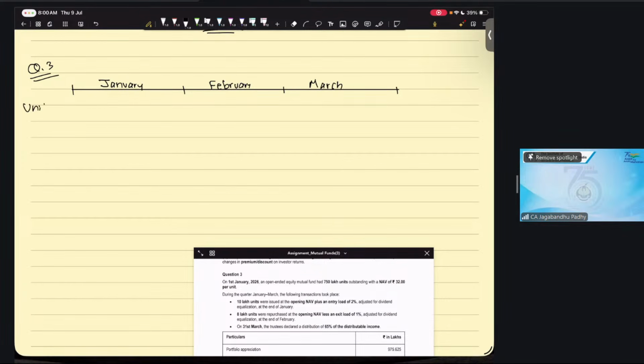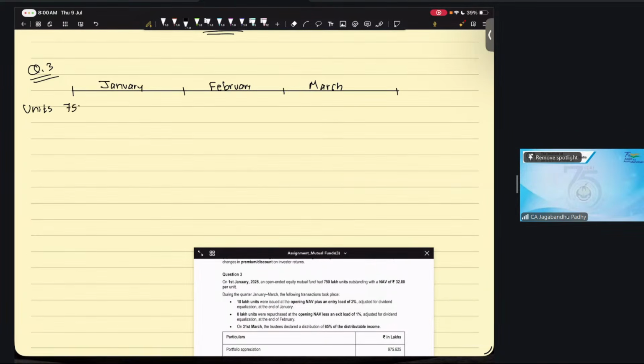So as far as units are concerned, in January opening you had 750 lakh units. Then by the end of January, you issued 10, so 750 plus 10, total 760 units. And then 8 lakh units were repurchased at the end of February. So this is 760 minus 8, so by the end of February you have 752 units. So by the end of March, you're having 752 units.